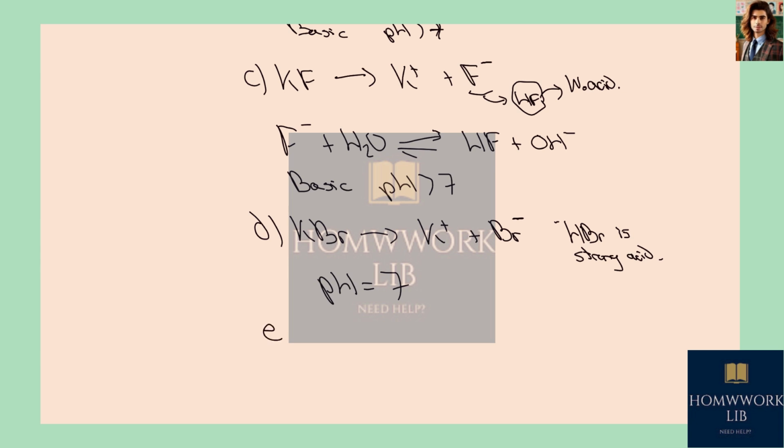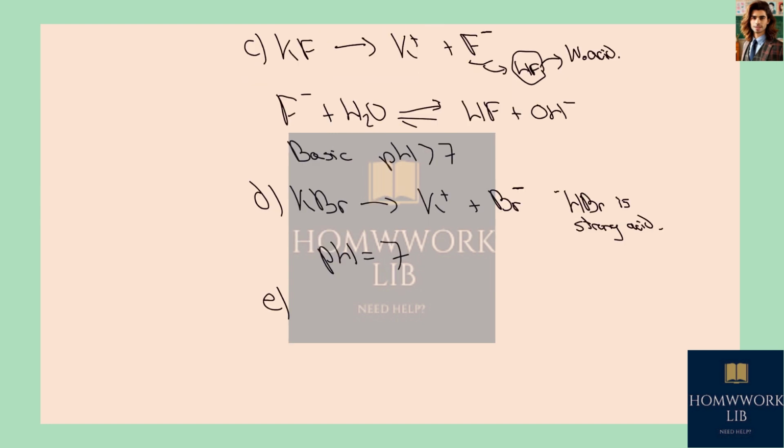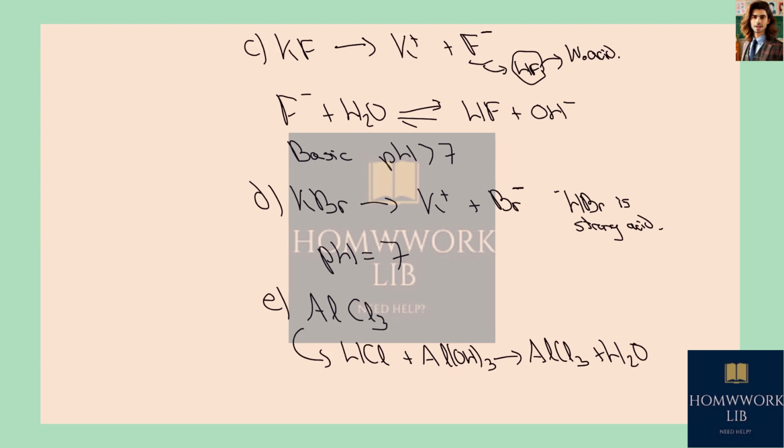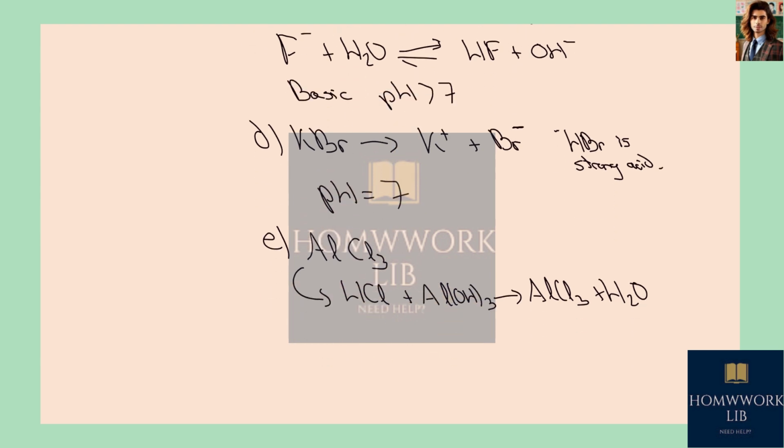For part E, we're going to have aluminum chloride, AlCl3. But another way to look at this one is to look at the neutralization of a strong acid plus a weak base. In this case, aluminum hydroxide is going to be a weak base. Thus, since we have a strong acid with a weak base, the pH is going to be acidic, thus pH lower than 7.